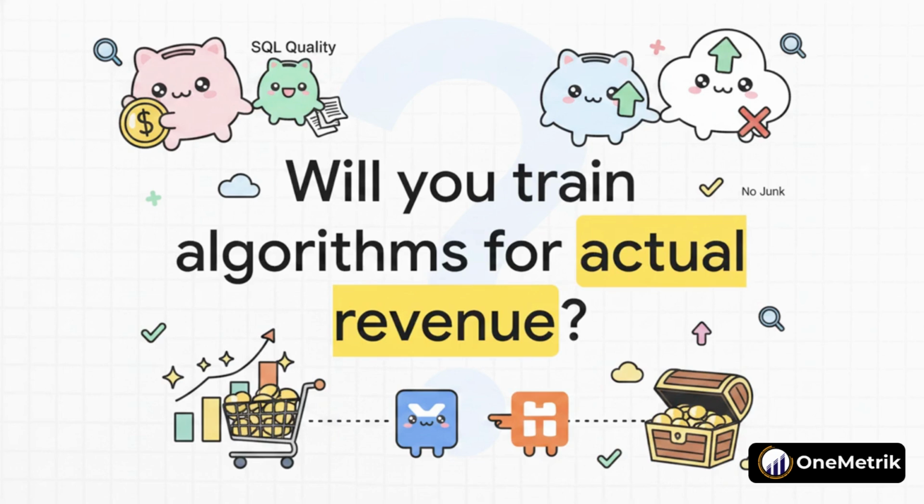So, will you continue optimizing for basic clicks and top-of-funnel forms? Or will you take the steps we outlined today to actually train your algorithms to hunt for actual revenue? The choice and the pipeline is yours.